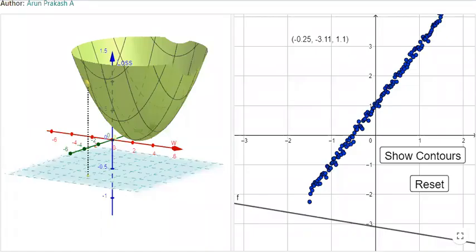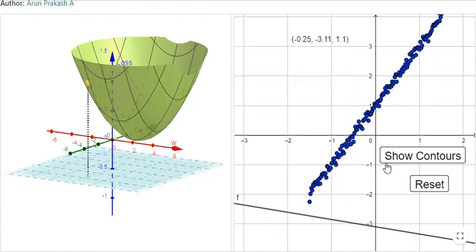Hello everyone. In this video, I'm going to show you how you can understand some of the important terminologies and concepts in machine learning by playing around with this applet. Mainly you can see there are two figure windows in this applet on the screen, one on the left and one on the right.